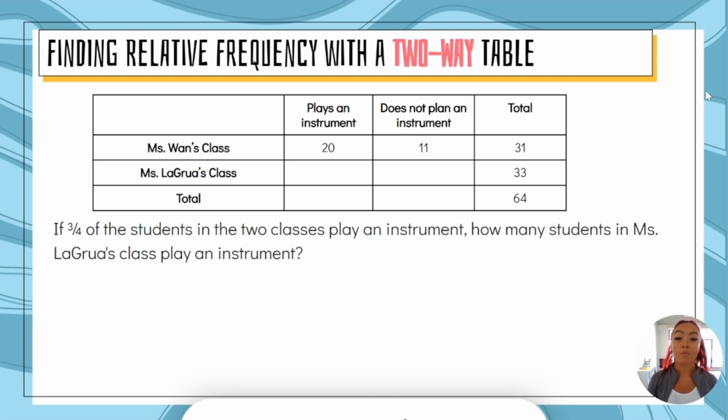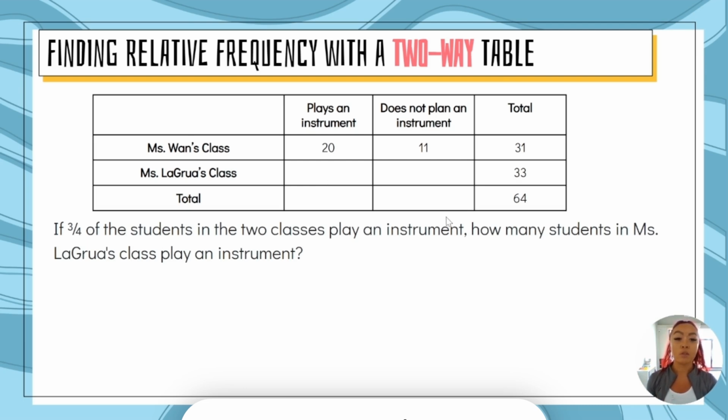So let's look at this problem here. We have a two-way table, and we have some missing values. So it says if three-fourths of the students in the two classes play an instrument, how many students in Miss LaGrua's class play an instrument? So first we need to figure out what is three-fourths of the students in the two classes. Because we know that three-fourths of the students in both classes play an instrument, that's going to give us this total right here, the total of students that play an instrument.